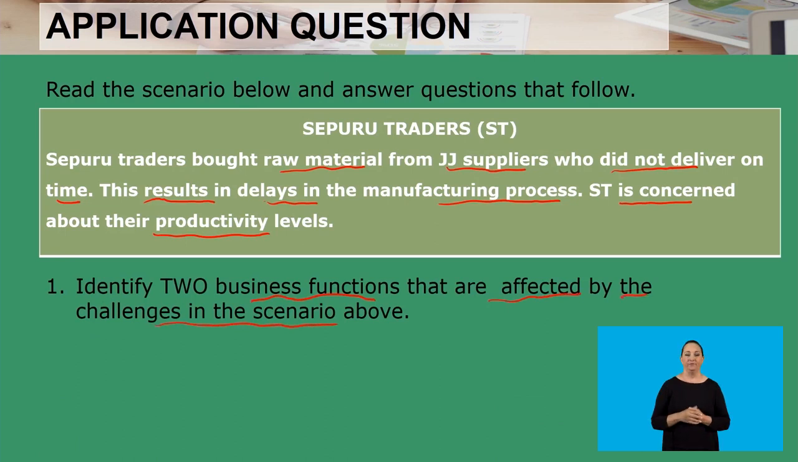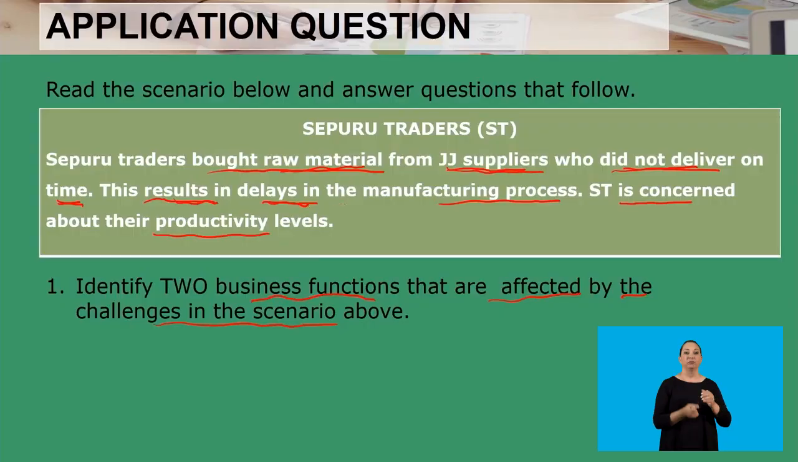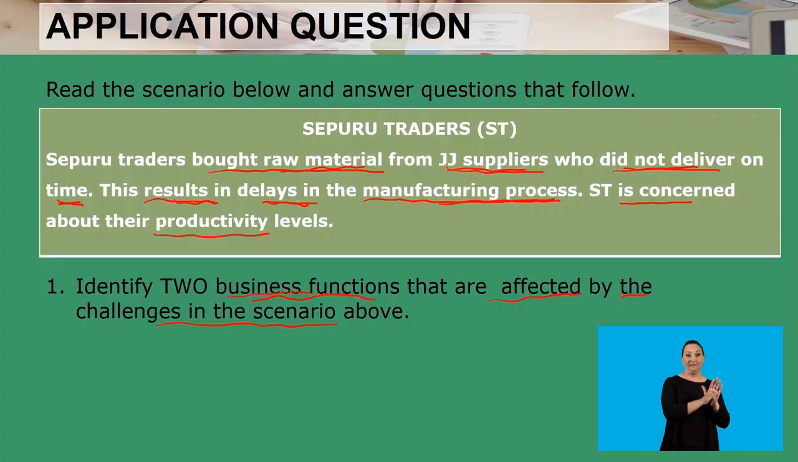So as we can go back now to our scenario, Sipuru Traders bought raw materials from JJ suppliers who did not deliver on time. So meaning there was a function that played a role there, which was to buy. And then this resulted in delays in the manufacturing process. And there is a function that has to deal with manufacturing, meaning making the product for the business. So the question is asking you now to identify the two business functions that are affected by the challenge in the scenario above. So you have to analyze and check which business function is affected, and remember we're talking about two business functions that are affected.